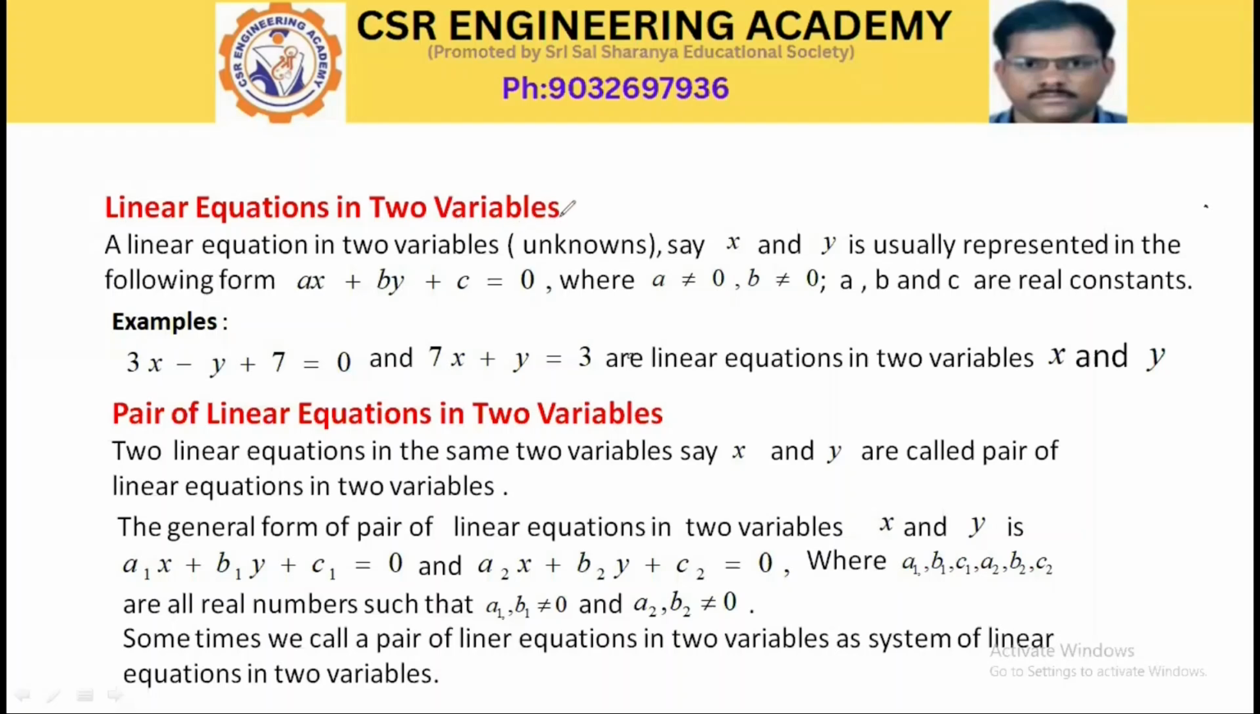Linear equations in two variables. A linear equation in two variables, say x and y, is usually represented in the following form: ax + by + c = 0, where a ≠ 0, b ≠ 0, and a, b and c are real constants. Examples: 3x - y + 7 = 0 and 7x + y = 3 are linear equations in two variables x and y.